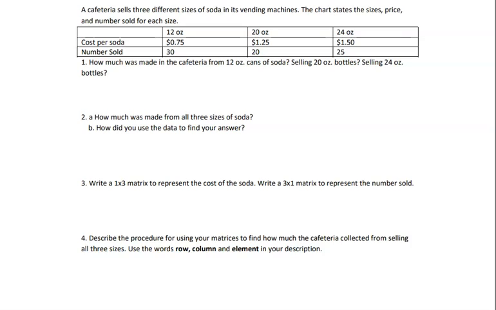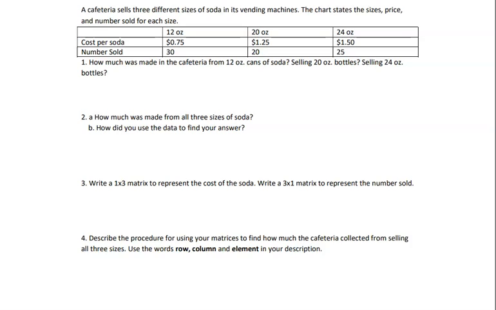All right, a cafeteria sells three different types of soda in a vending machine. The chart states the sizes, prices, and number for each size. So we have our chart here, cost per soda, number sold. And question one, how much was made in the cafeteria from 12-ounce cans of soda?